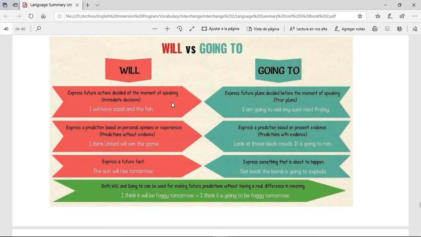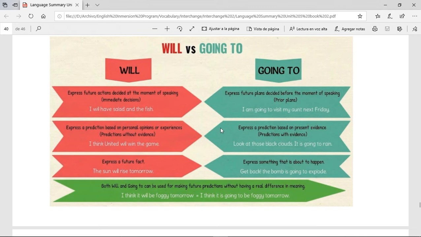But when you use going to, you have a prior plan. You already thought about that and you have the plan for that. For example, I am going to visit my aunt next Friday. You already planned it. Okay, so next Friday, you already think of how you will do the things, and that's why we use going to.